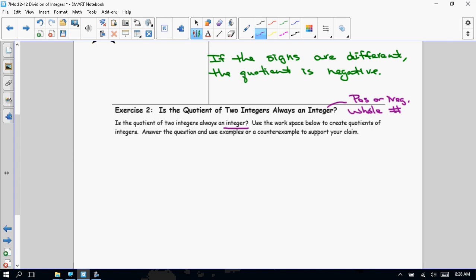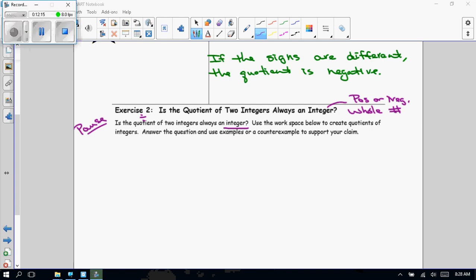So I want you guys to read this question again. Is the quotient, the answer to a division problem, always an integer? Use this space here to create quotients of integers. Answer the question and use examples or counterexamples to support your claim. So I'm going to have you guys hit pause. See if you can figure out if it's always going to be the case. All right, hit pause.